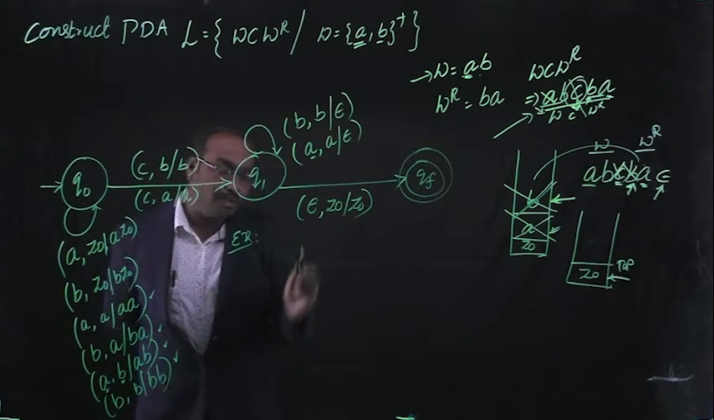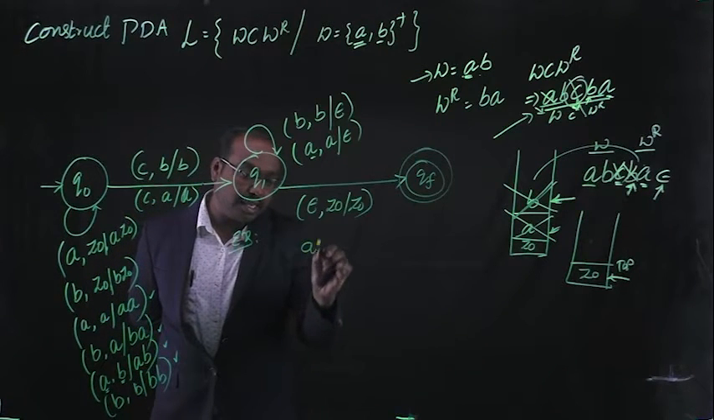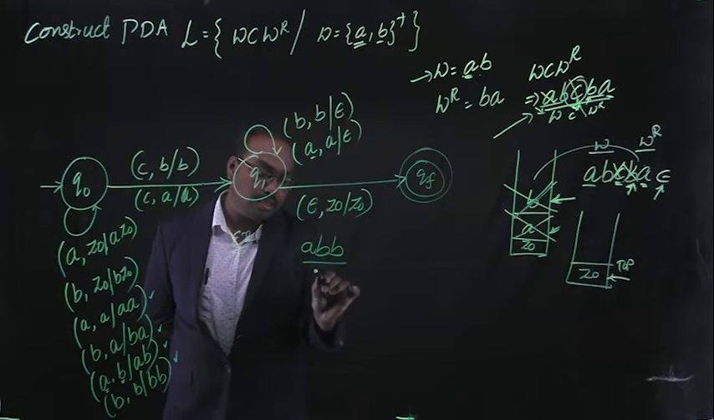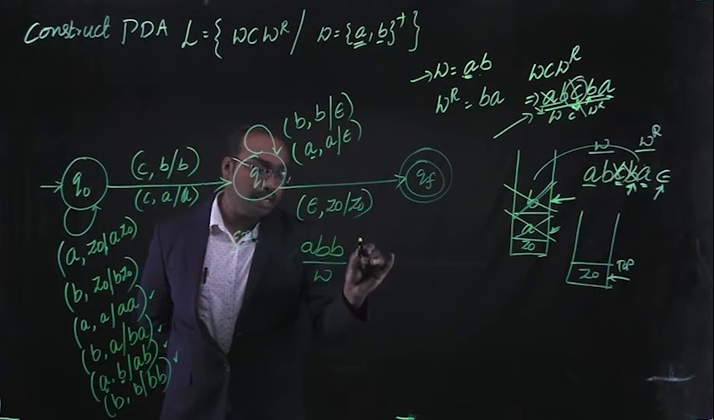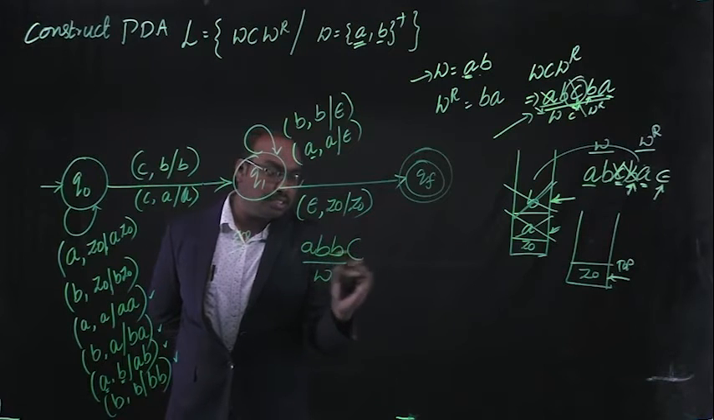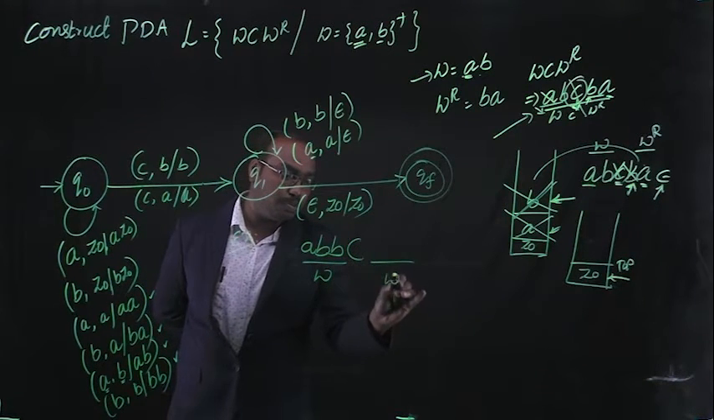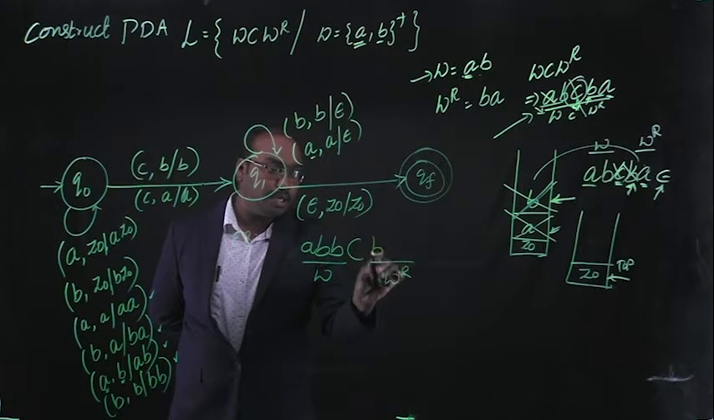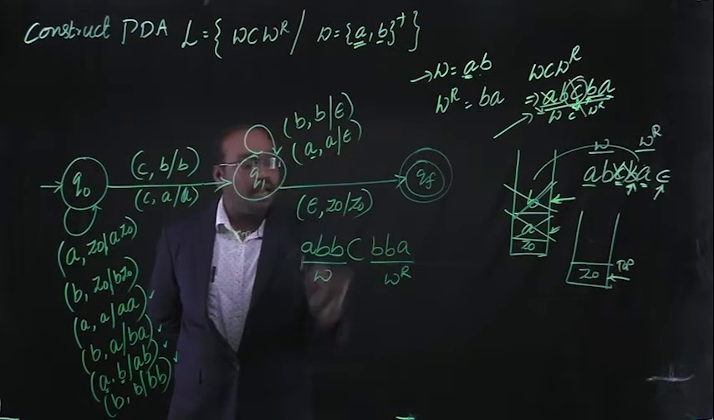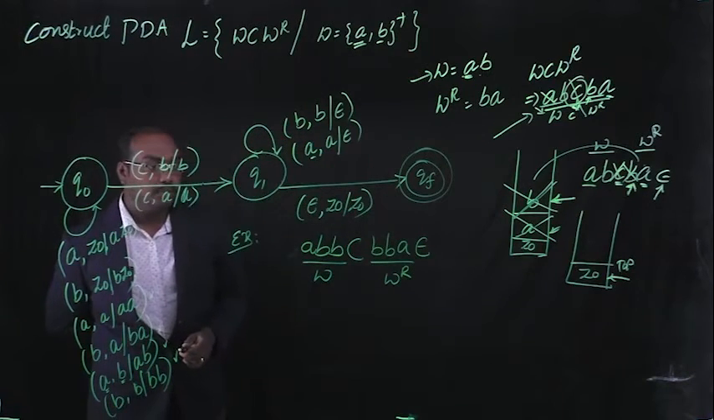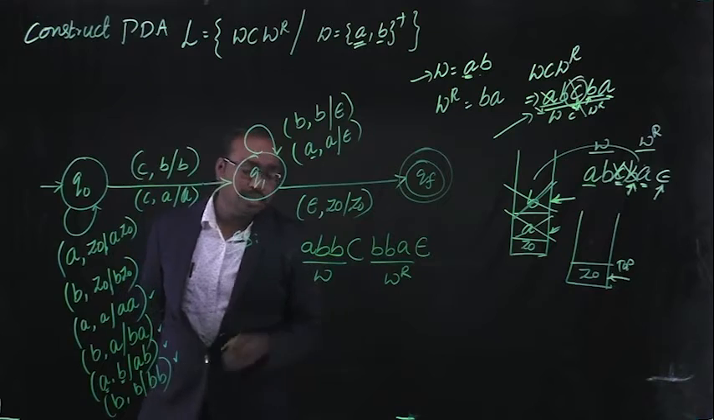For example, I'm taking the string A, B, B as the string W, and the middle of the string is C, and then the reverse of this W, that means W power R. So what is the reverse of the string? B, B, A, and finally the string ends with epsilon. So how will this string be accepted?